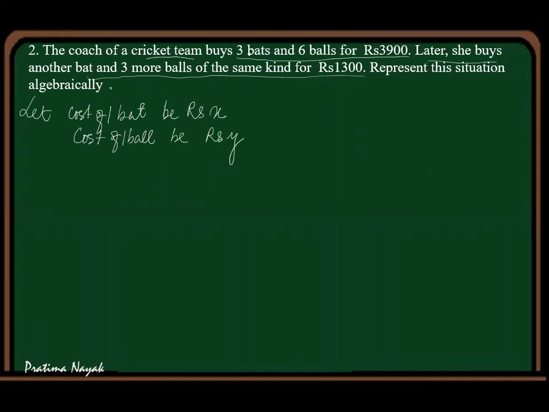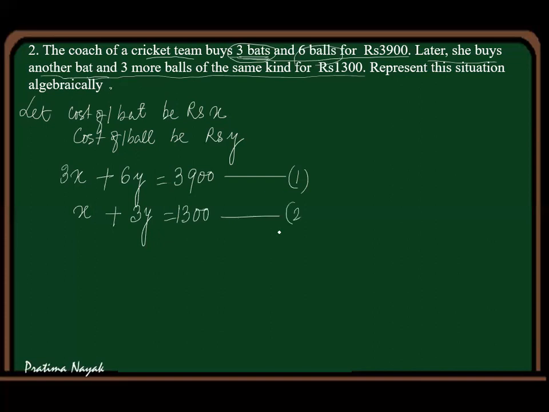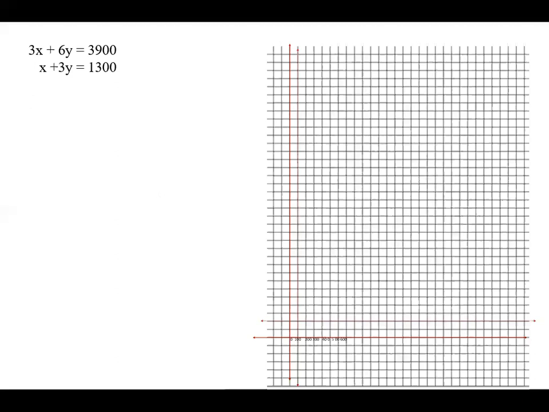Now you make the equation. Cost of one bat is x, so the cost of 3 bats will be 3x. One ball is y, 6 balls will be 6y. So 3x plus 6y is equal to 3900. Equation 1. See, the second information is he buys another bat, that means 1x, and 3 balls, 3y. This gives 1300. This is equation 2. So this is the representation algebraically. Now coming to graphically.